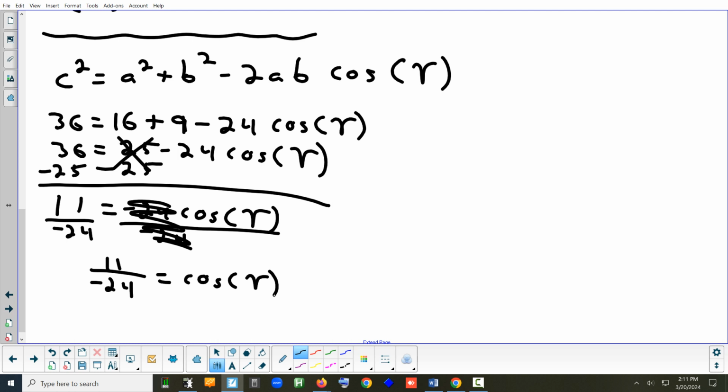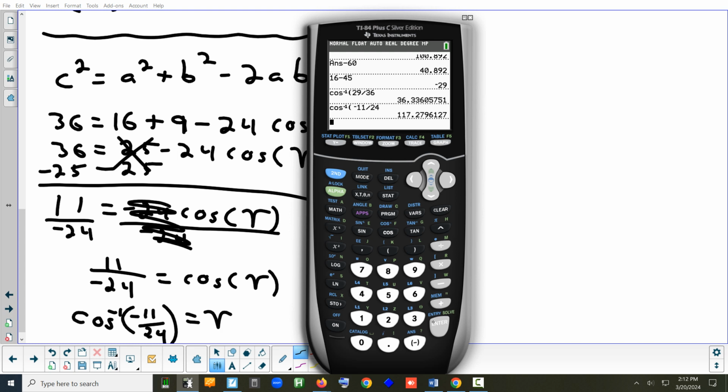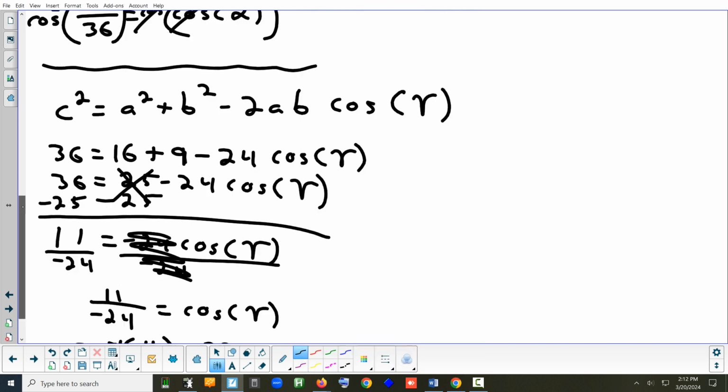And last step. Take the inverse cosine. Of what? 11 over negative 24. It doesn't matter if you put the negative in the top or the bottom. It's the same thing. So inverse cosine of negative 11 over 24. It's 117 point, that's going to round up, so we're going to say 117.280.